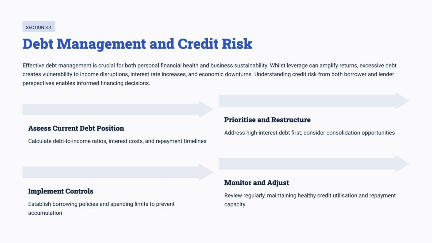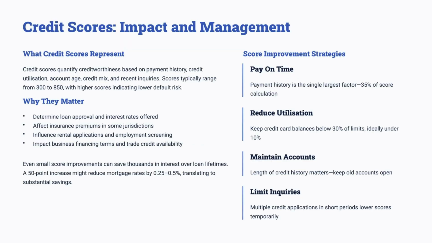Implement borrowing policies to control spending. Regularly review and adjust strategies to maintain healthy credit utilization and repayment capacity, ensuring resilience against economic fluctuations. Credit scores ranging from 300 to 850 reflect creditworthiness, influencing loan approvals, interest rates, insurance premiums, and more. Improving scores can significantly reduce interest costs. Key strategies include timely payments, maintaining low credit utilization, keeping old accounts open, and limiting credit inquiries.